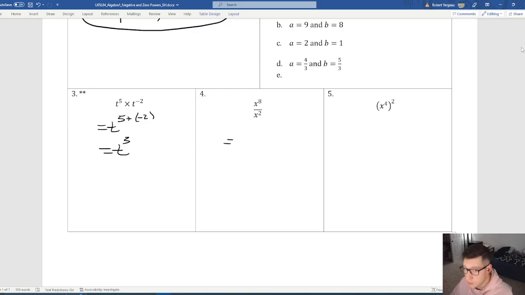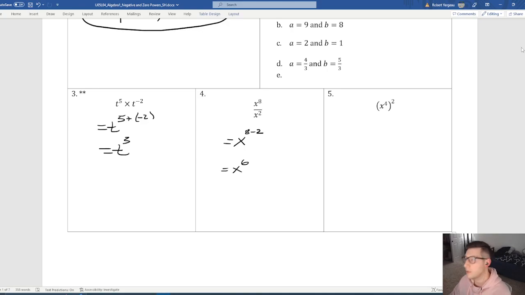On number 4, this is what we talked about yesterday. We have the division of like bases. And so as we talked about, the division of like bases is actually going to be subtraction of our exponents, specifically our numerator minus our denominator. And so we're going to have x to the 8 minus 2, which is going to be x to the 6th.